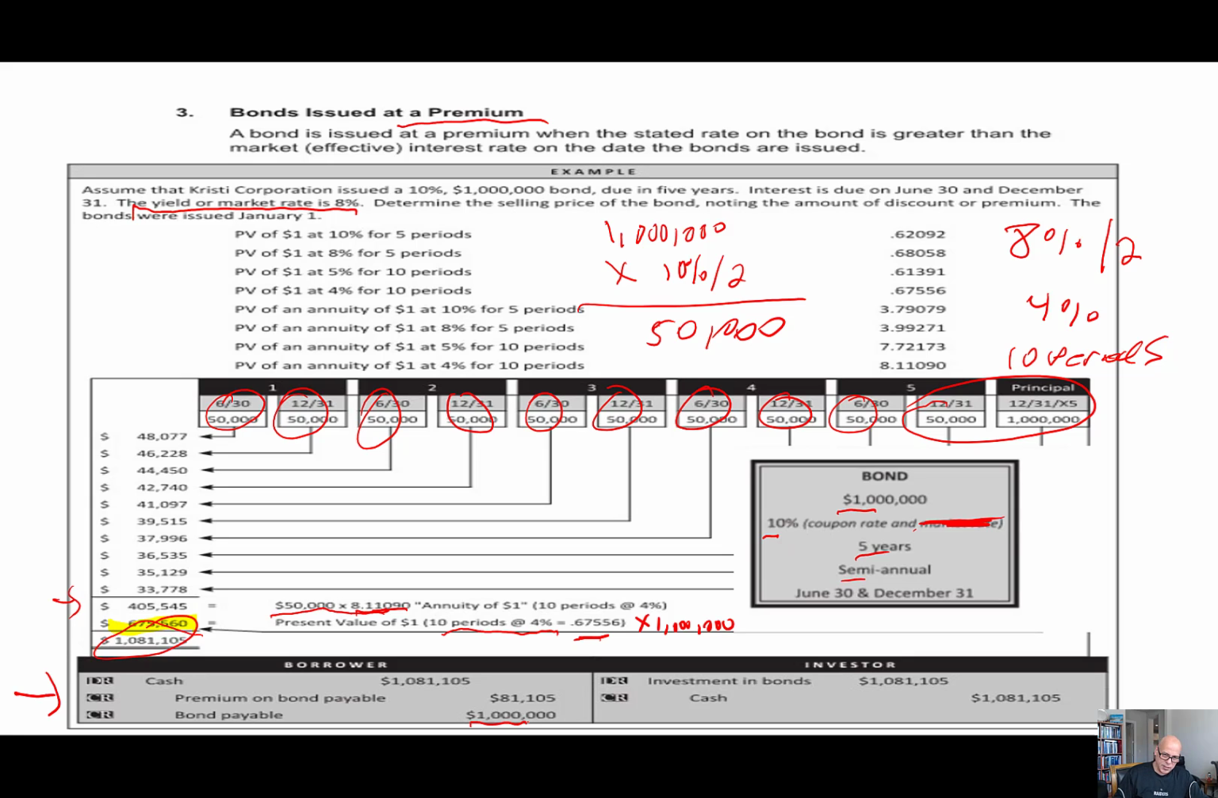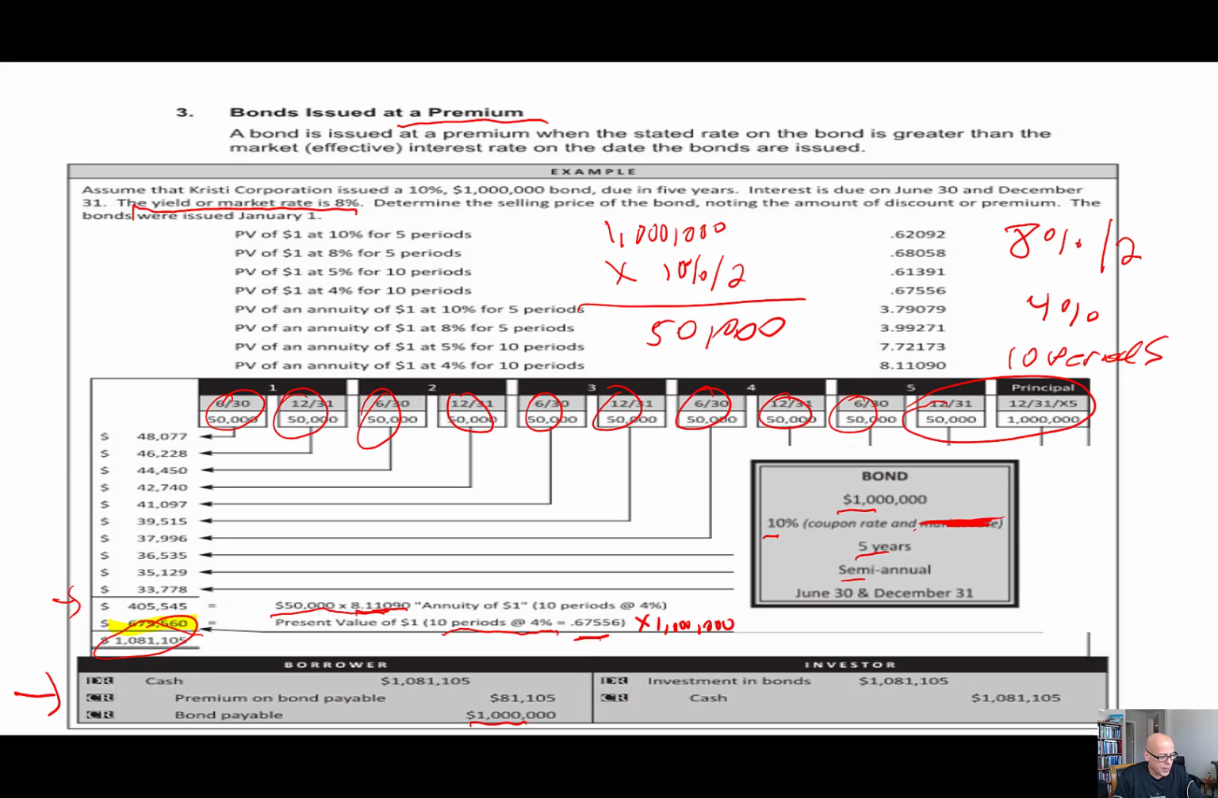It was less than face because the market rate was more than the contract coupon stated rate, right? Okay, for a premium bond, what happens? Bond issues at more than face. Why? Because the contract coupon stated rate was more than the market rate of interest, which was 8% in this example. Okay, and then you saw the mechanics of how to calculate that more than or less than face scenario.